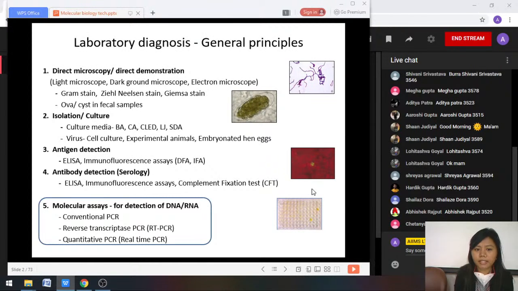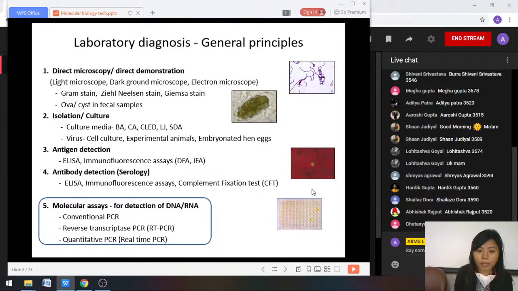You first talk about direct microscopy or direct demonstration, right, where you talk about staining, and then you talk about culture, where you can grow that organism, the bacteria in a culture plate, or a virus in a special cell culture medium, or you talk about antigen detection by various methods which are available, as well as antibody detection in serum with the available assay, and most commonly used are ELISAs and immunofluorescence assay. In that line, the next point we always talk about is molecular assay for detection of DNA or RNA.